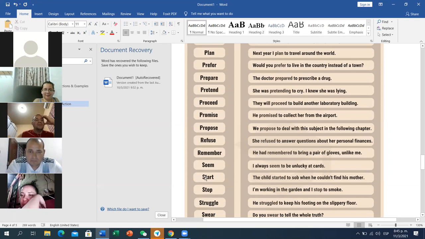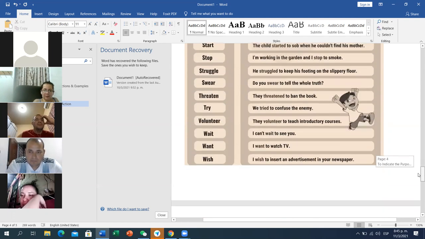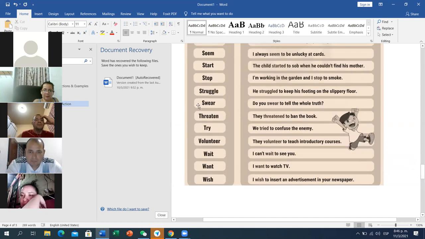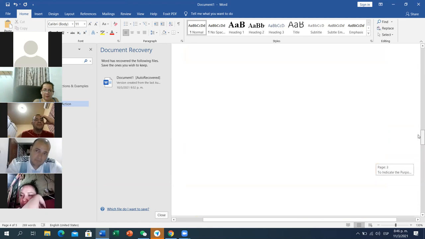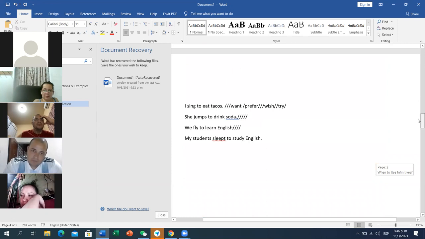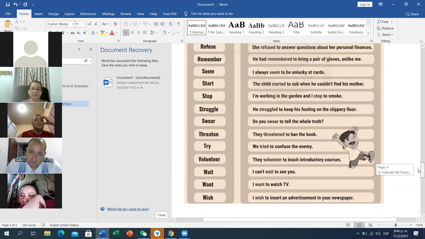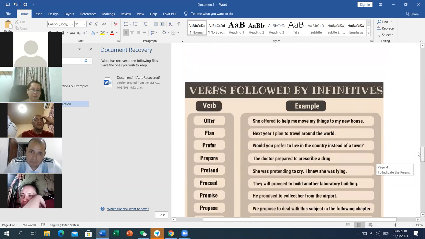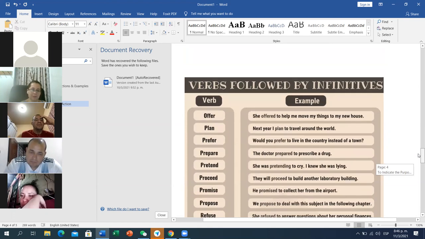We started to learn English. We stopped to learn English. We struggle to learn English. We swear, le juraron también a su esposa o algo así que van a aprender English. We try to learn English. So, we wish, we want. Hay bastantes. ¿Qué significa la palabra que está abajo de swear? Try.